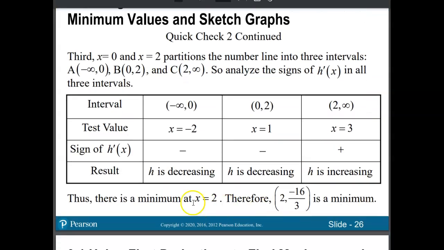Okay, so therefore, at x equals 2, there's a min because of the sign pattern. So when you plug 2 into the original function h, you should get negative 16 over 3. So that ordered pair is where the minimum on the graph should be located. Part of this is a lot of stuff to remember, and sometimes you're plugging things into the derivative, sometimes you're plugging it into the function, so you really have to pay attention.